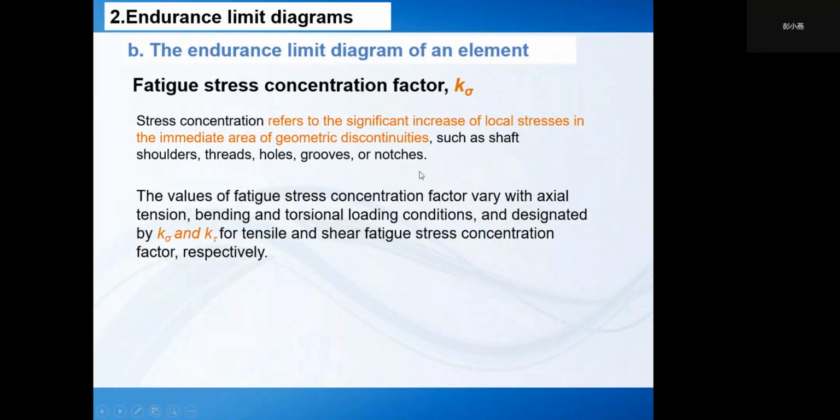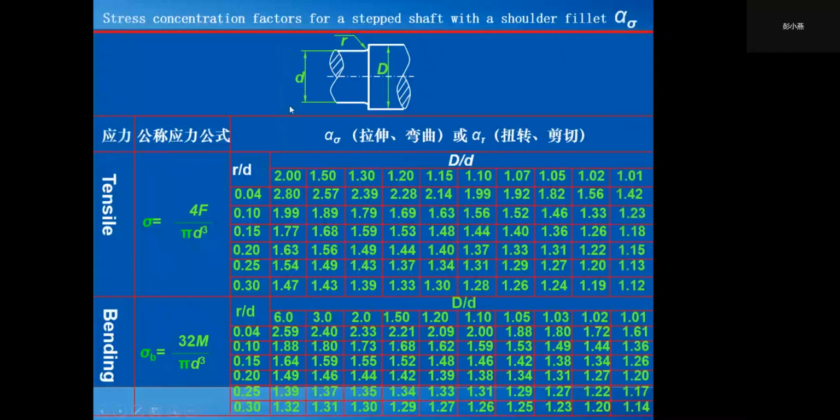And okay, we have this table. This table is stress concentration factors for a stepped shaft with a shoulder fillet. You can find a similar table on page 36 of your textbook, table 2.2.